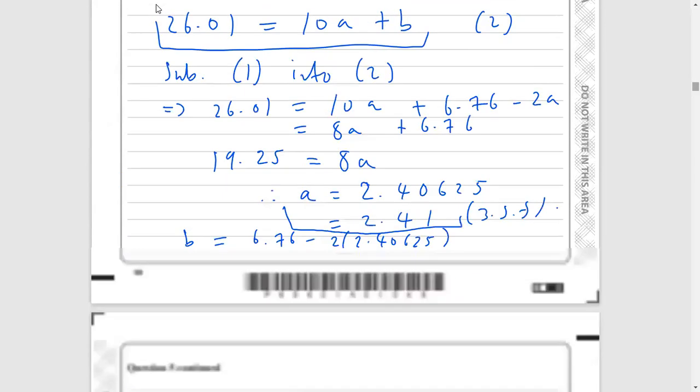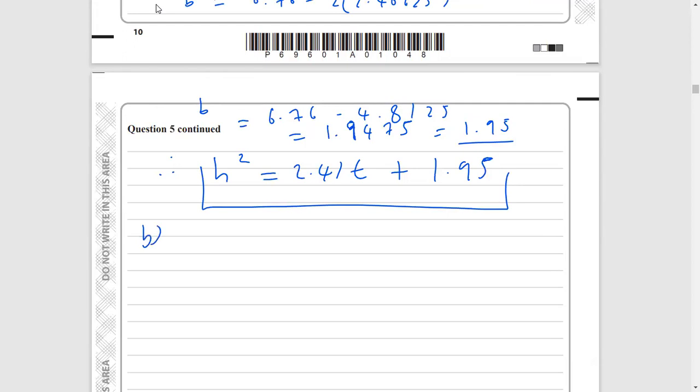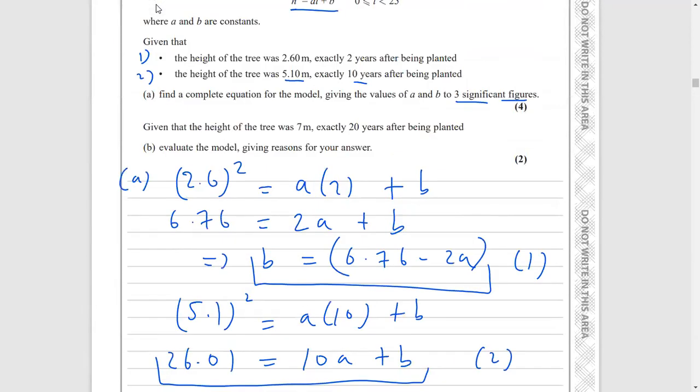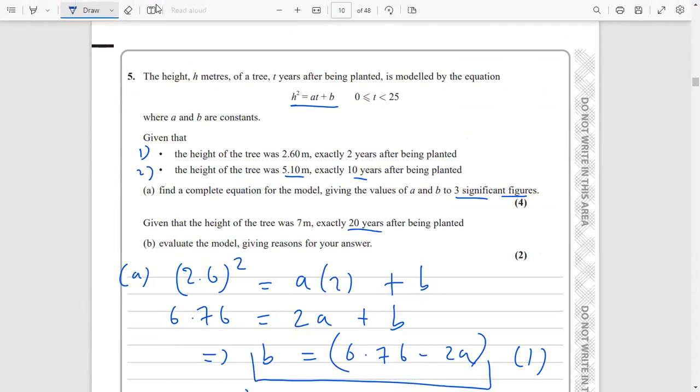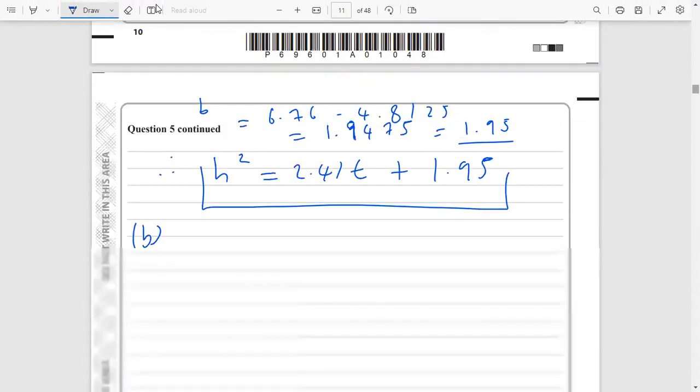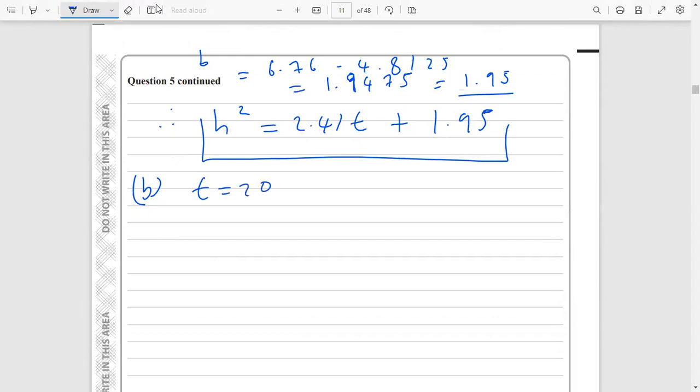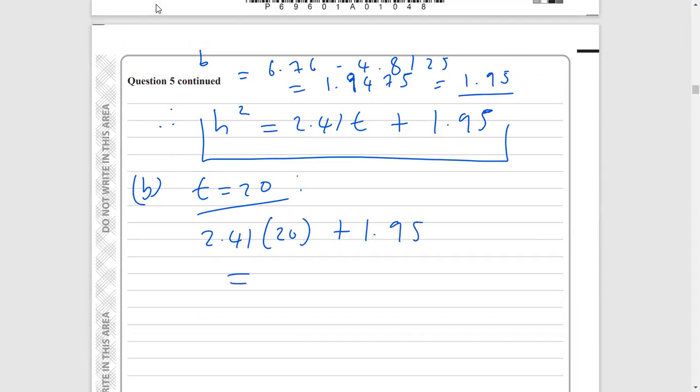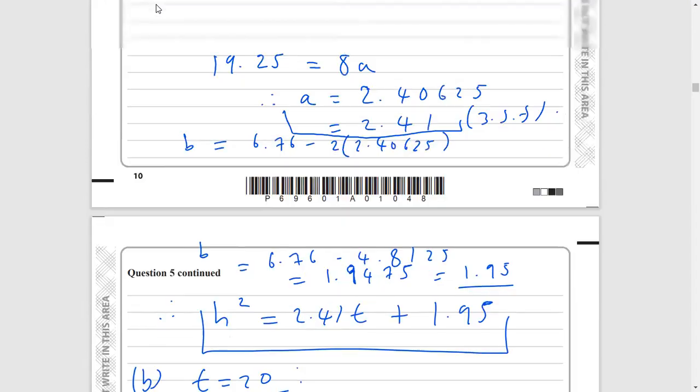So what we want to do now is just plug in, for part B, plug in that data into the formula that we get here. So we're going to plug in a t value of 20, and we're going to see what that gives us as an h value. So when t equals 20, so the time is 20 years, we'll plug that into the formula. So we get 2.41 times by 20, and then plus 1.95, and then we'll use the calculator to see what we get. So that gives us 50.15, and this is going to be the height squared.